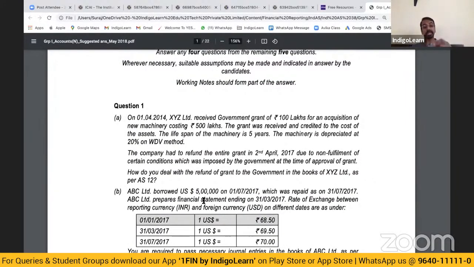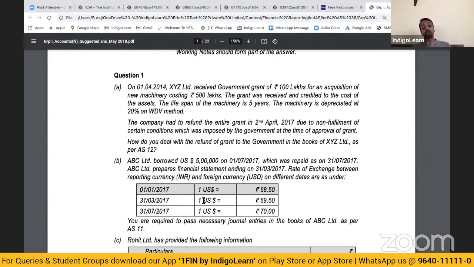So you explain the theory, how do you deal, and then give the working. At the time of acquisition, you would have reduced it from the cost of the machinery. So 500 lakhs minus 100 lakhs, 400 lakhs, you would have reduced it from the cost of machinery if you have assumed that the question itself says it is received and credited to the cost of asset. So 400 lakh is the cost of asset.